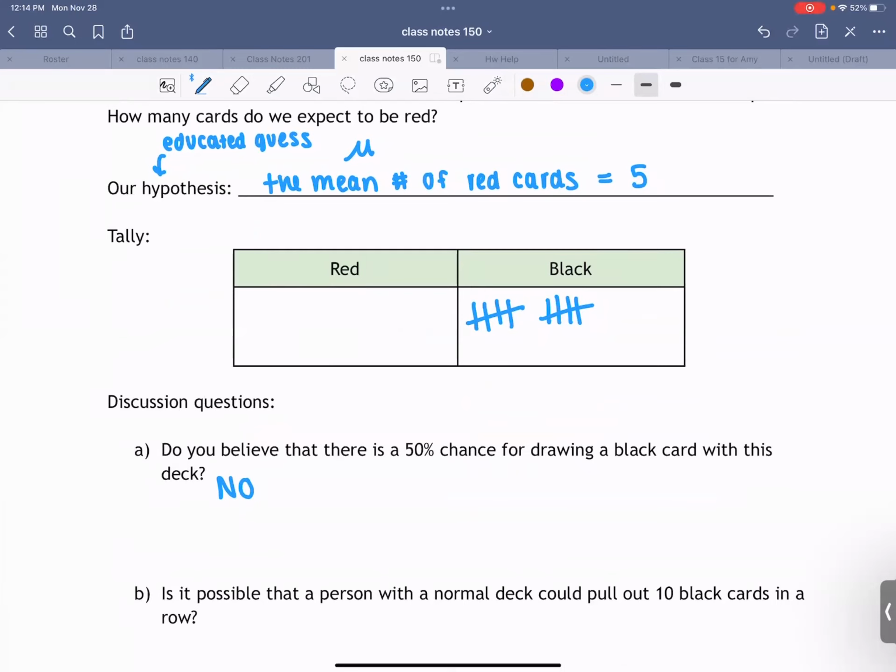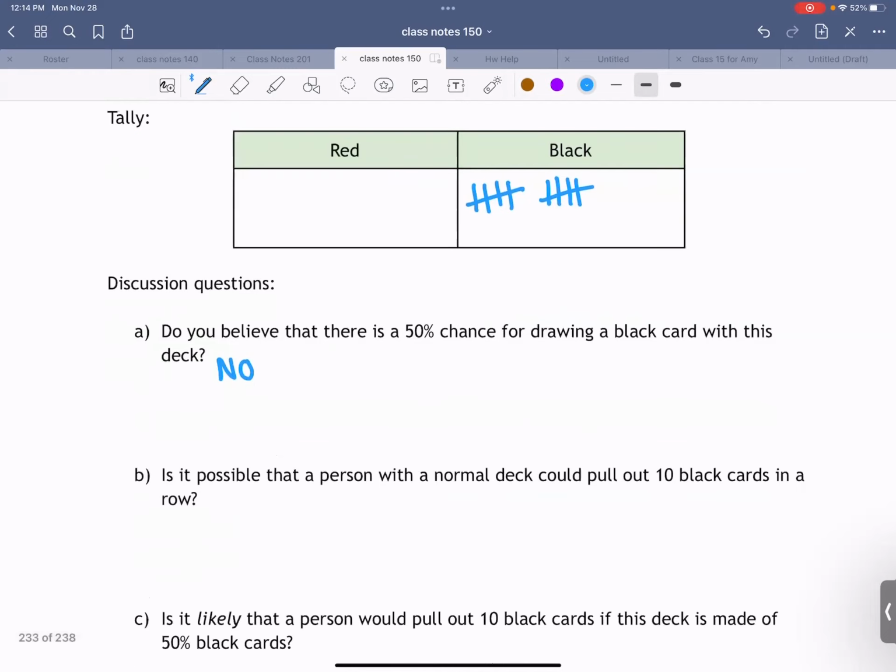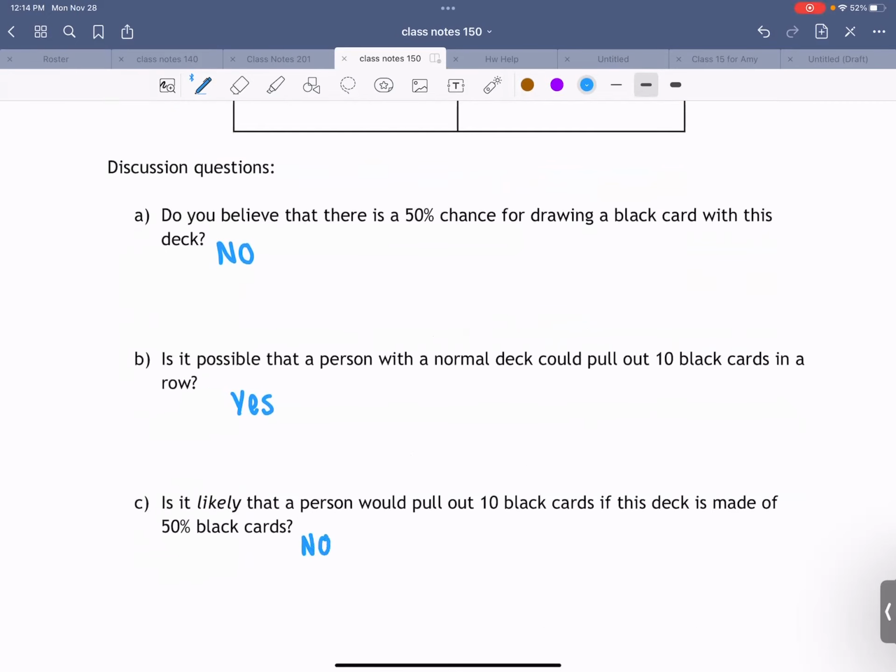Let's talk about a normal deck. Okay, so let's say a standard deck that has 50% red cards, 50% black cards. Is it possible that someone could pull out 10 black cards in a row with a standard deck? Yeah, that's a thing that can happen, right? So what I did here, that's not impossible. I didn't do something crazy. This can happen. But is it likely to happen? No, right? It almost never happens. To the point where, when it happens, it's like, what in the world is going on? This deck is not right, right? All right.